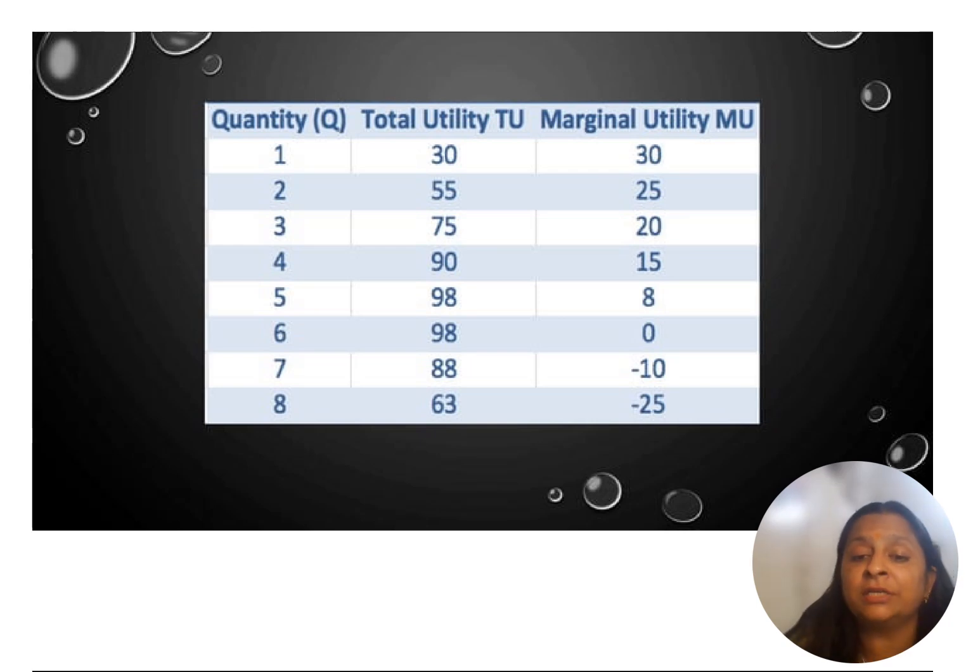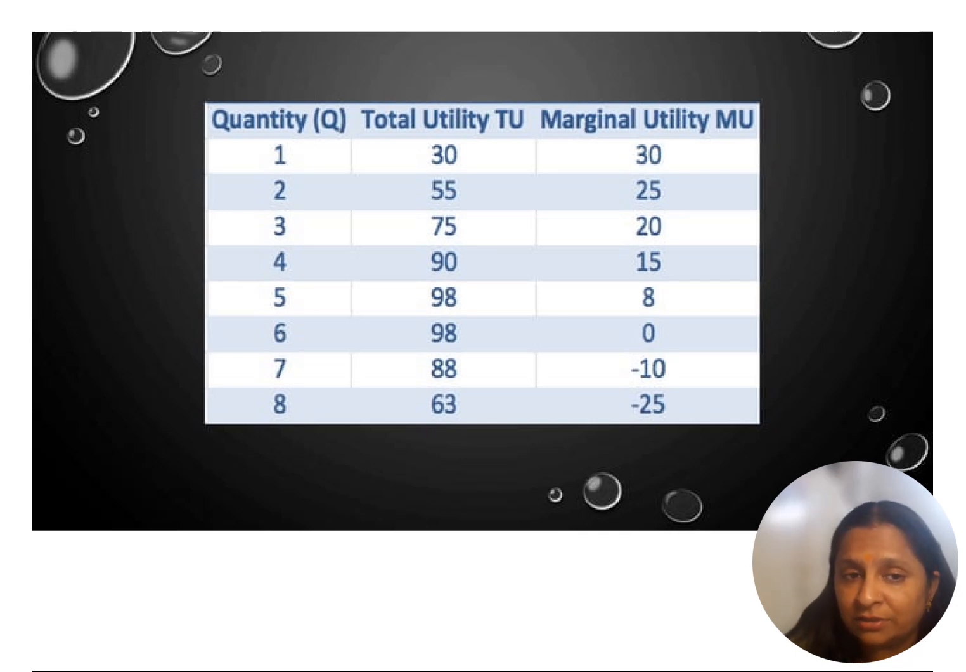If I use one unit, for example one apple, I get 30 utils because I'm very hungry. But with the second unit I get 55. 55 is my total utility, but it is 30 plus 25. So what is the additional change? The additional change is 25. So this 25 is called the marginal utility.